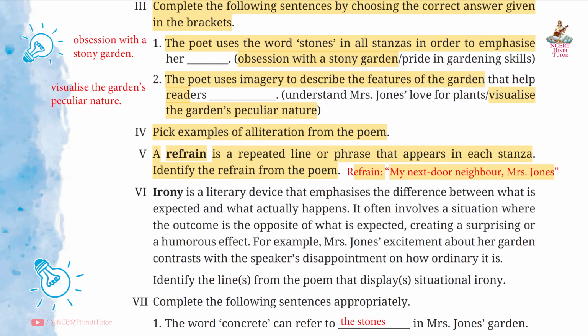Sixth, irony is a literary device that emphasizes the difference between what is expected and what actually happens. It often involves a situation where the outcome is the opposite of what is expected, creating a surprise or a humorous effect. For example, Mrs. Jones' excitement about her garden contrasts with the speaker's disappointment on how ordinary it is. Identify the lines from the poem that display situational irony.